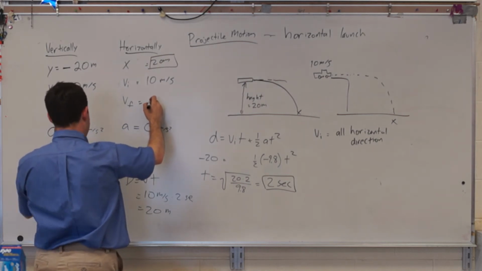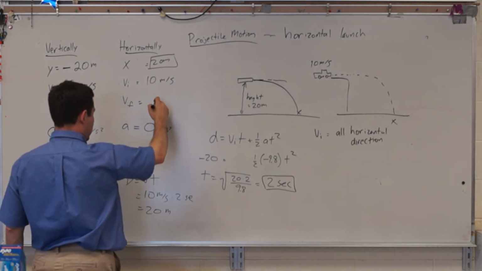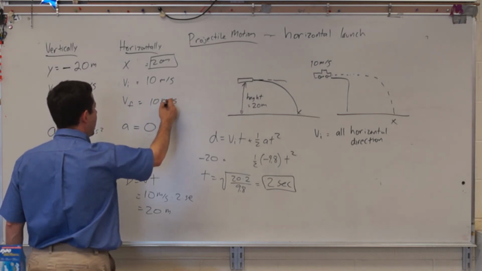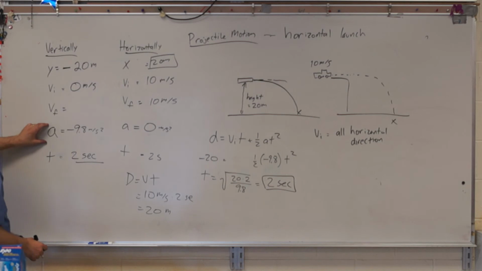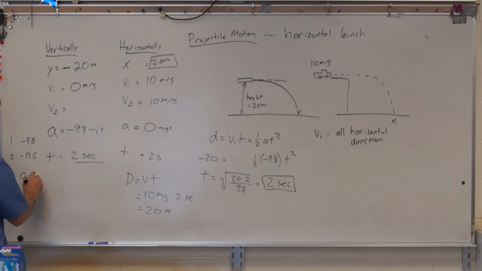Its final velocity horizontally is the same as its initial velocity. If you want to know the final vertical velocity, remember it's accelerating at negative 9.8 every second. So after 1 second, it's going at negative 9.8. At 2 seconds, it's going negative 19.6. You can get that because acceleration is change in velocity over time, so the change in velocity is acceleration times time, 9.8 times 2 seconds.